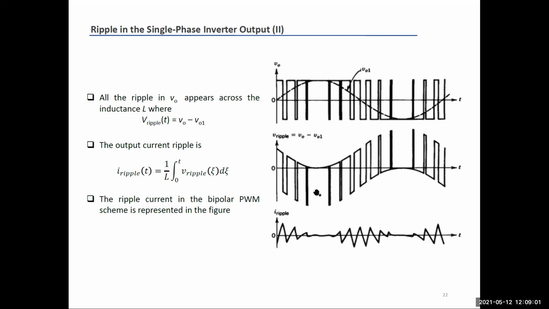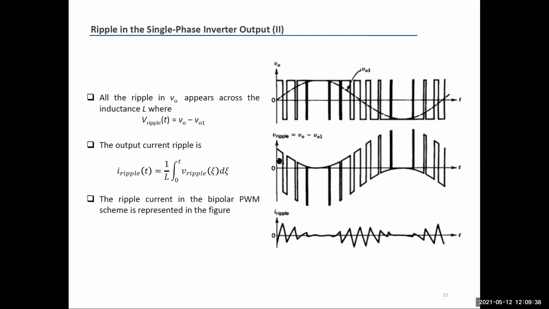What about the ripple in the current? The ripple in the current depends on this integral, which is reported also here. And this integral depends on the area under the ripple curve. For example, in the first time interval you have this behavior. The area under this quantity here is less than the area in the second pulse, or is higher than the area in the third pulse.